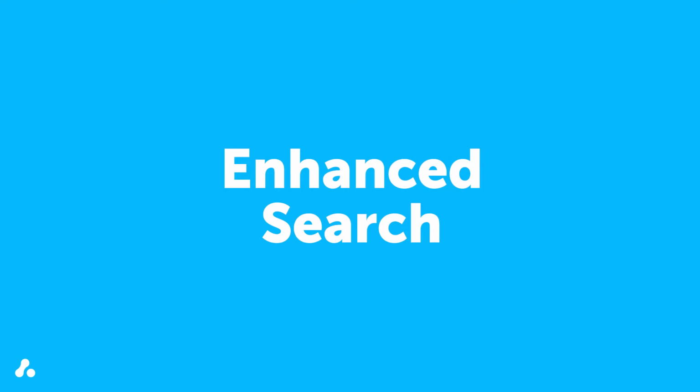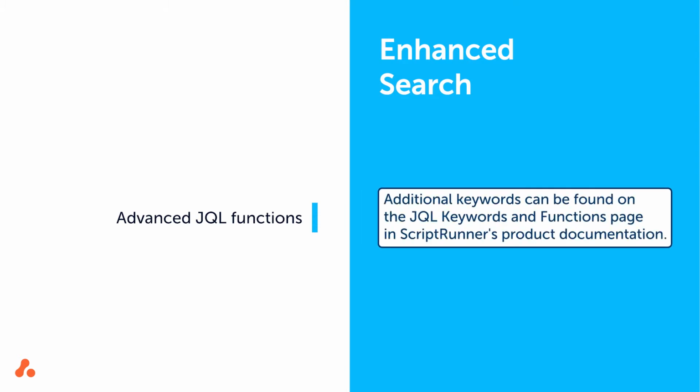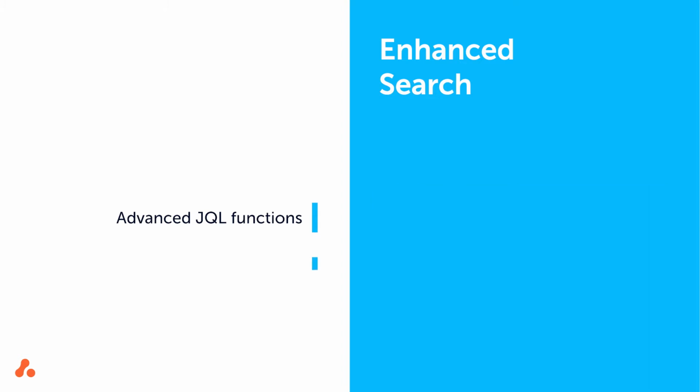ScriptRunner for Jira Cloud's enhanced search feature allows users to search for Jira issues by providing advanced JQL functions that Jira doesn't natively have. The additional keywords enhanced search provides can be found on the JQL keywords and functions page located in ScriptRunner's product documentation. You can also use these keywords in regular Jira queries once they have been synchronized by your Jira administrator.